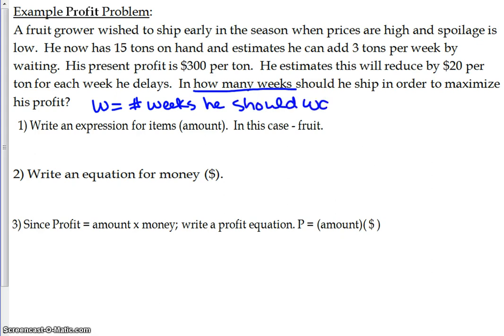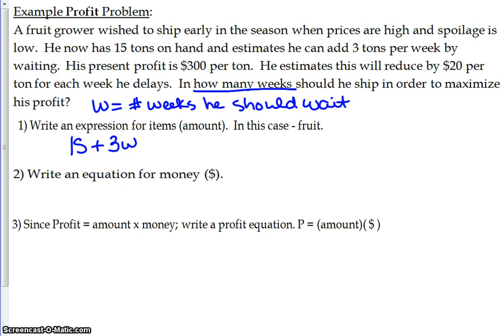All right, so we identified our variable. We did it in the problem we just did by a picture. Here it was easier to just do it with words. Write an expression for the amount. In other words, how much fruit does he have on hand? Well, he has 15 tons of fruit, and then every week he adds another 3 tons. So 3 times the number of weeks that we're going to wait.